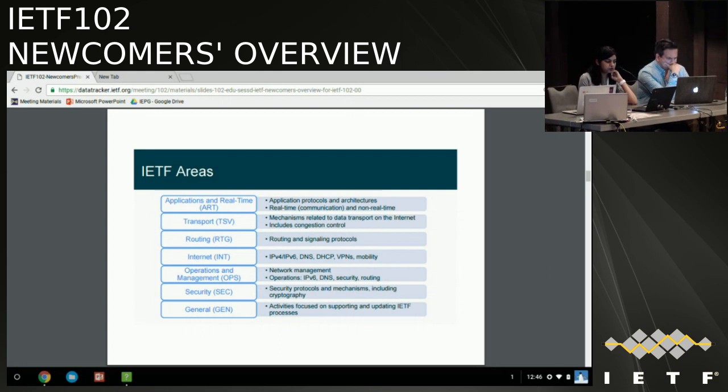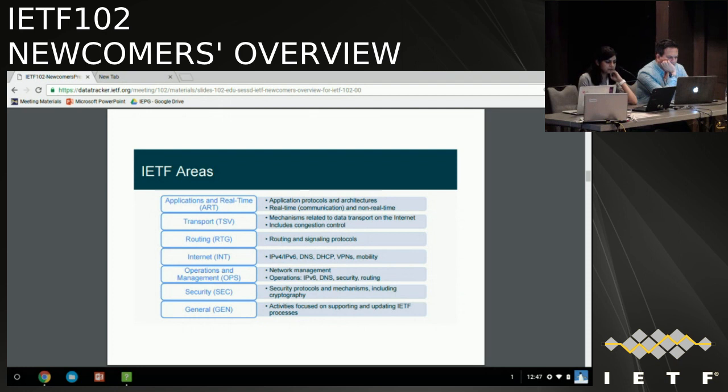Then we have the transport area. It makes sure that the data on the internet is transferred properly. It takes care of the protocols that are related to that. It also includes stuff like congestion control. Then we have the routing area. It's responsible for all the routing protocols on the internet, such as BGP. You'll find stuff like BGP or OSPF protocols under this area.